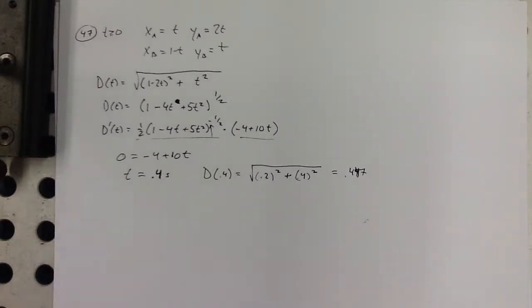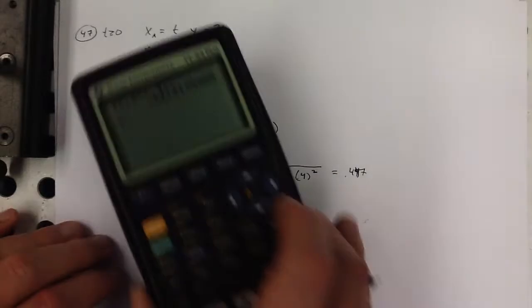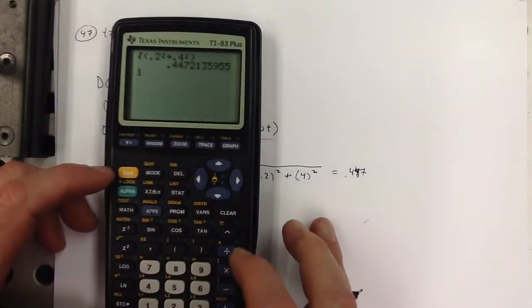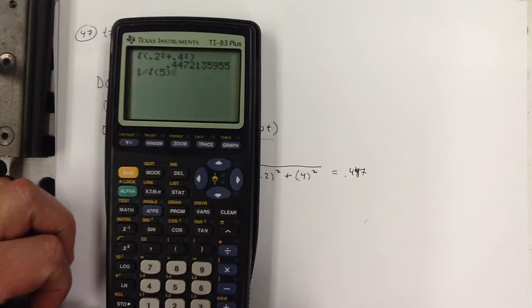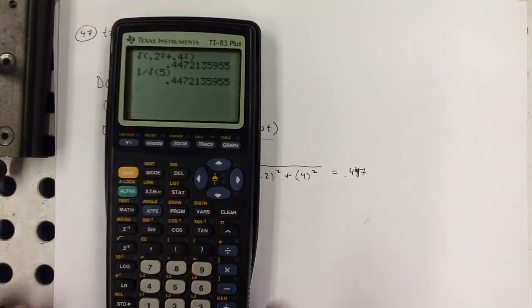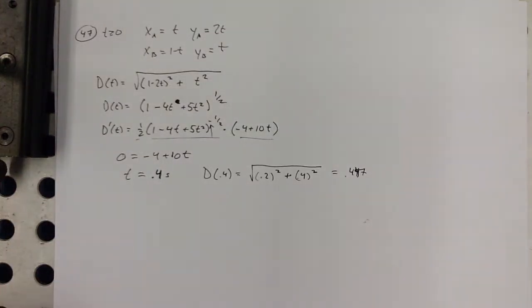Let's see if that's right. Number 47. Oh, they have the exact answer. They have 1 over the square root of 5. So let's see, 1 over the square root of 5. Wait for it, cross your fingers. Oh, snap, that's it. Okay, so good.